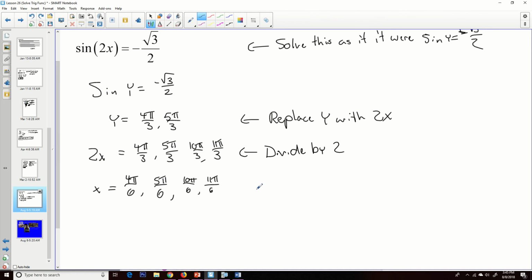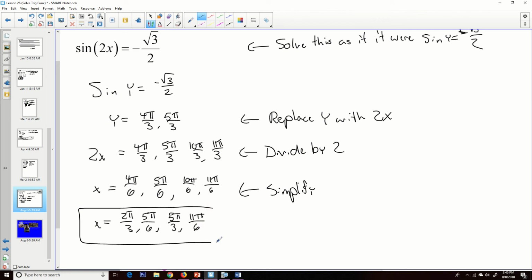But we should simplify, because 4 pi over 6 reduces to 2 pi over 3. 5 pi over 6 does not reduce. 10 pi over 6 is 5 pi over 3. And then 11 pi over 6 does not reduce. And that's our final answer. Whew, that's a little bit longer than the last couple, but we are to the end.